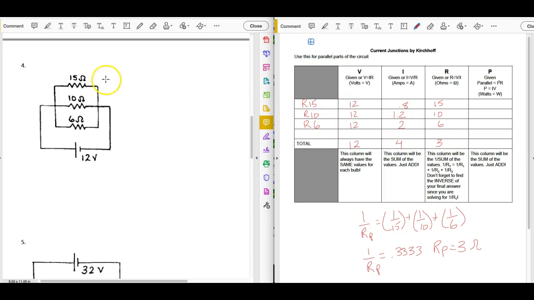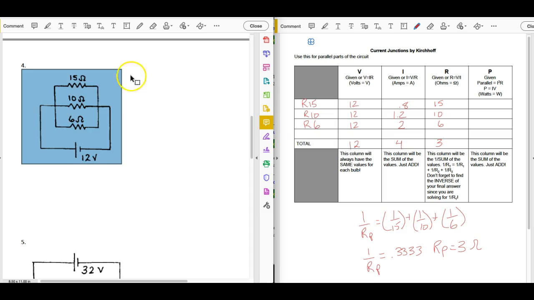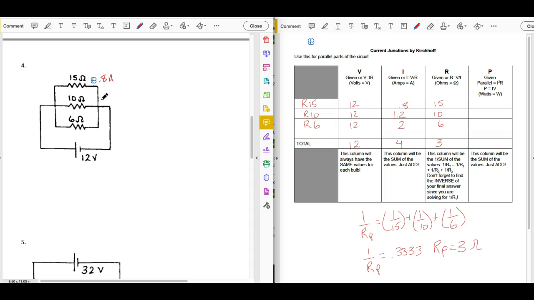I'm going to go over here and I want to write in not the voltages because I know what the voltage is for each one. It's 12. This time I would like to go in and write in what is the current for each one. So for the 15 ohm, I get a 0.8 amp current. For the 10 ohm, I have a 1.2 amp current. And then finally for the 6 ohm, I end up with a 2 amp current going through it.